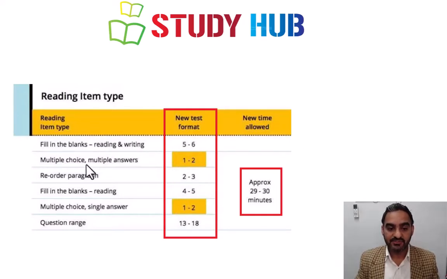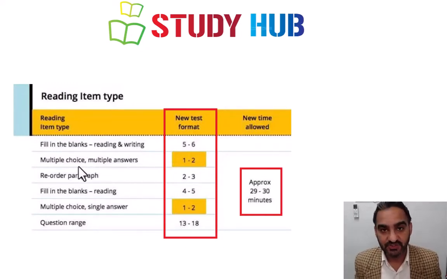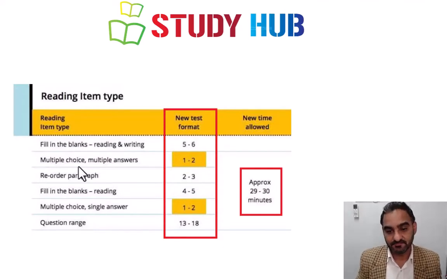Then we have multiple choice, choose multiple answers, 1 to 2 questions. Reorder paragraph, 2 to 3 questions. Fill in the blanks, reading, 4 to 5 questions. Multiple choice, single answer, 1 to 2 questions. So in total there will be 13 to 18 questions, and you will have 29 to 30 minutes. Now the only question in reading that has negative marking is multiple choice, multiple answers.